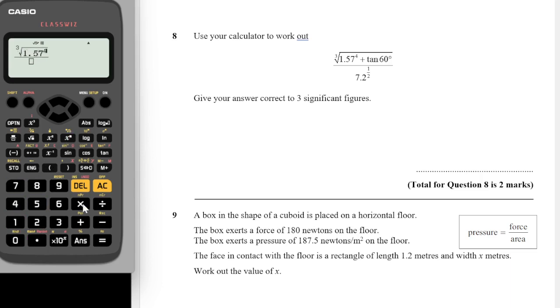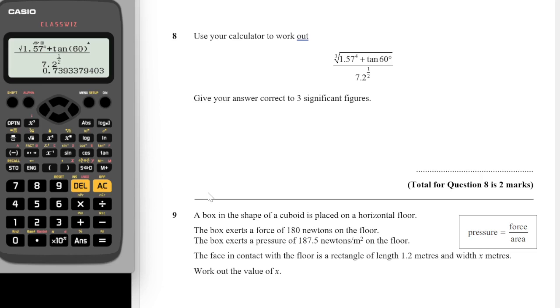And from that, I want to add on tan 60, still making sure that my square root is acting on all of that. And I want to divide that by 7.2 to the power of a half. I can type it in as a half, or 0.5 would have been absolutely fine. And provided I've typed everything in correctly, when I press equals, that should just give me my value.